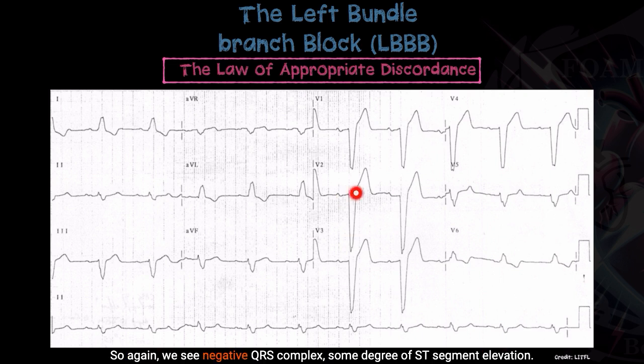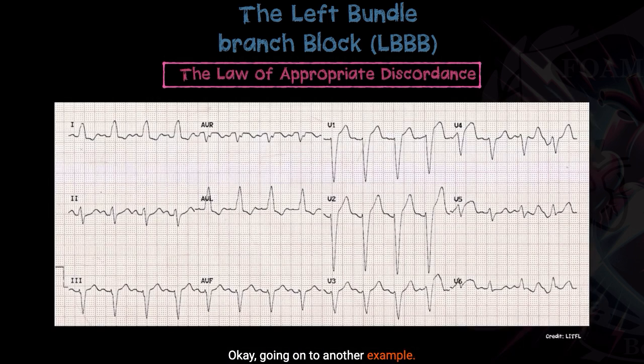So again, we see a negative QRS complex, some degree of ST segment elevation. We see a mostly negative QRS complex here, and then we see it going back to the isoelectric baseline. And let's see, we have a positive QRS complex, and we have the J point going back to the isoelectric baseline, although this kind of looks just below, so some degree of ST segment depression. Okay, going on to another example. So what do we see here? We see a negative QRS complex, some degree of ST segment elevation, totally normal, right? In V4, QRS is negative, goes right back to the isoelectric baseline, completely normal.